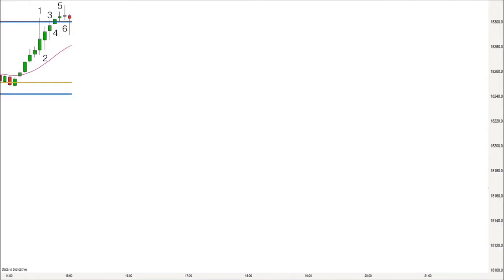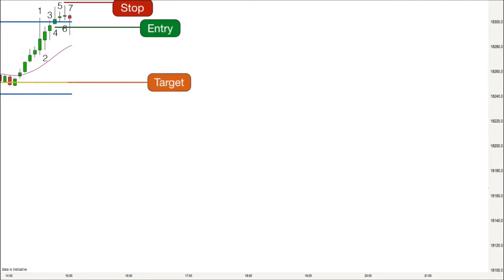On bar 7, price falls below bar 4 low, so I'm now in my trade and I'm expecting price to fall. My protective stop is above bar 6 and it's 20 points away from my entry. I'm looking at a target for my trade of at least 40 points. And as I look below, I can see the golden line indicating yesterday's close. This is about 40 points away, and it seems like a reasonable target for this particular trade.